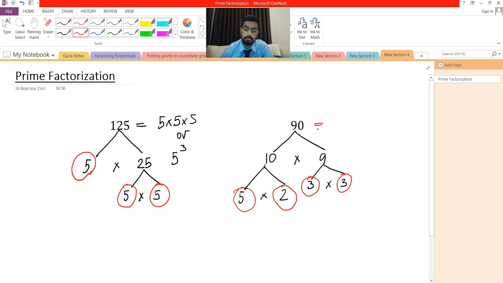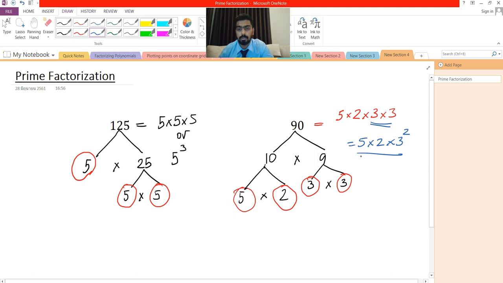And we write the final answer as a product of prime numbers. So we have 5 times 2 times 3 times 3. We see that we have two 3s here. So we are going to write it as 5 times 2 times 3 to the power of 2. There we go. It is as easy as it is, guys.